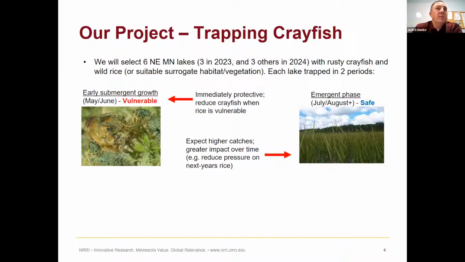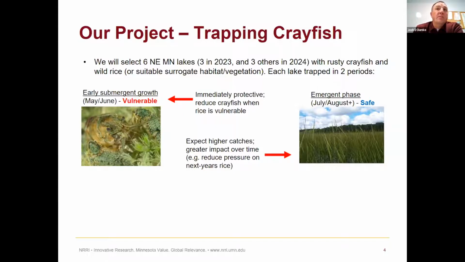And I can imagine it may happen where there's a bay with a lot of vegetative growth, but very sparse rice growth. And so we're going to have to make some of these decisions on which lakes we select once our project is started and we're reviewing our possible lake choices.